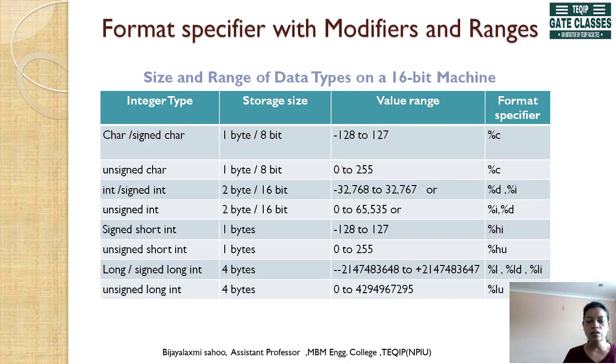Range means, just like in mathematics you use natural numbers, and natural numbers have some range in positive and some range in negative too. Here also, as integer is a number, we must know what the range is. That means what can be the maximum or minimum value for that particular data type, and what is the format specifier. This format specifier qualifies that particular data type.